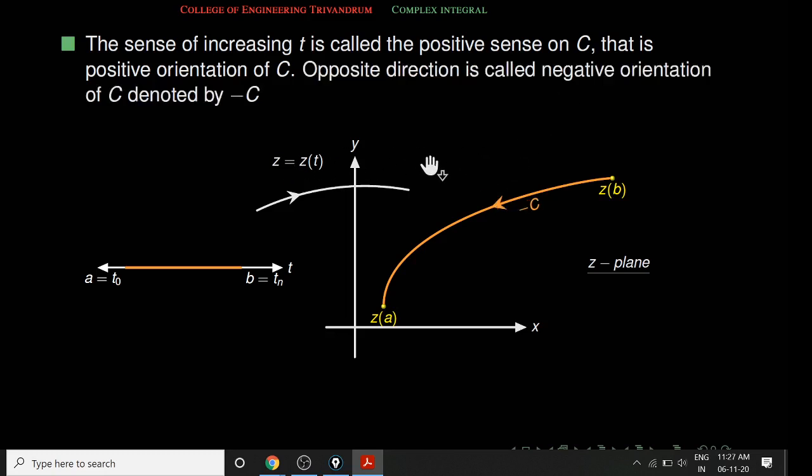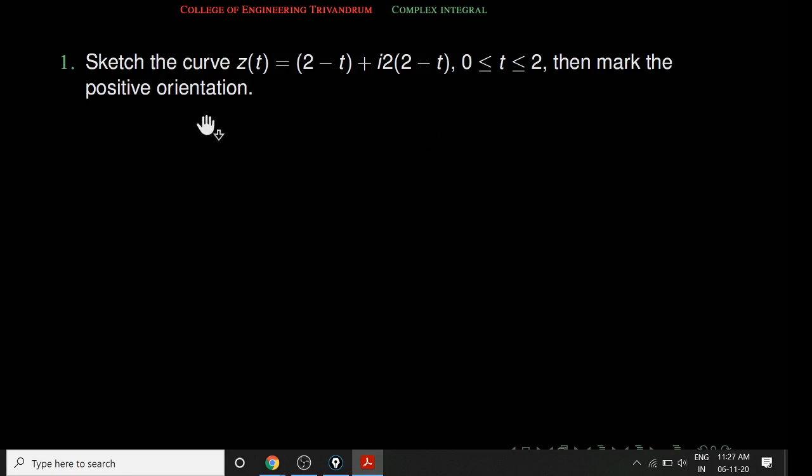Okay, so for example, we consider a simple problem. To get some clarity about orientation: sketch the curve z of t equal to 2 minus t plus I times 2 into 2 minus t, where t is moving from 0 to 2. Then mark the positive orientation.